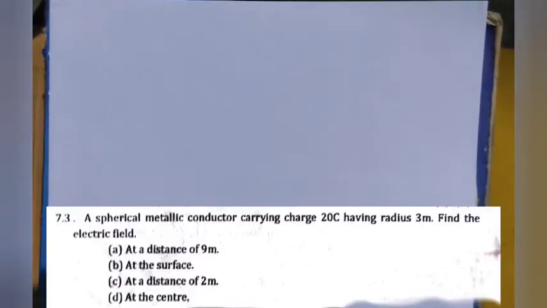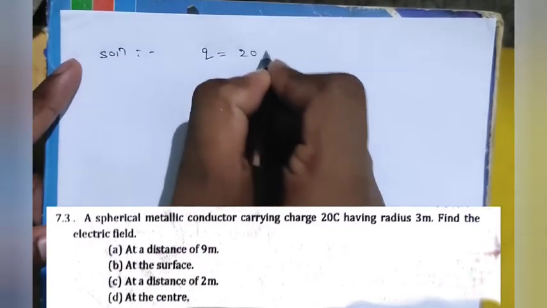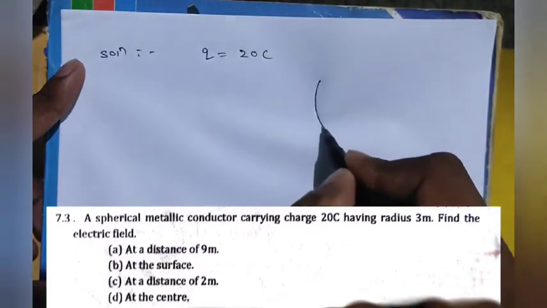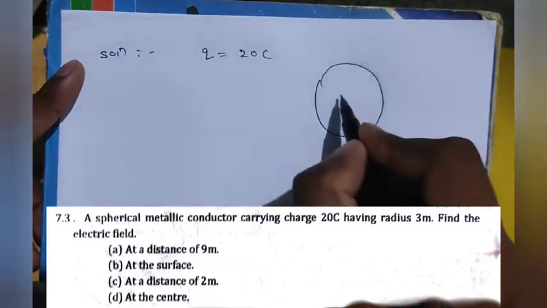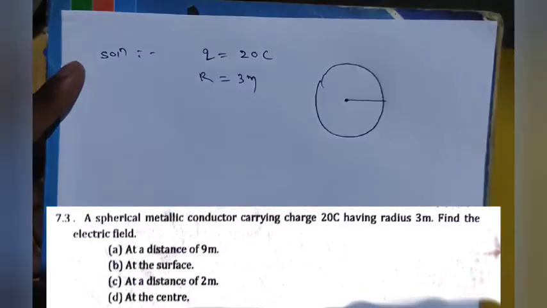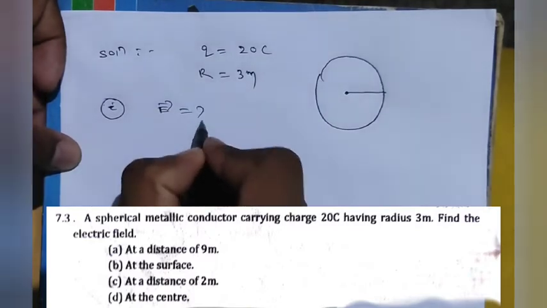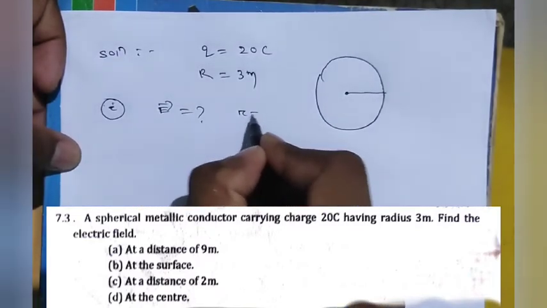So the next question is: a spherical metallic conductor carrying charge 20 coulomb having radius 3 meter. Find the electric field at a distance of 9 meter, at the surface, at a distance of 2 meter, and at the center. So solution. The charge is given, Q is 20 coulomb, and a spherical metallic conductor is given which has radius 3 meters. So in the first point in the question, it is given to find the electric field at a distance of 9 meter.